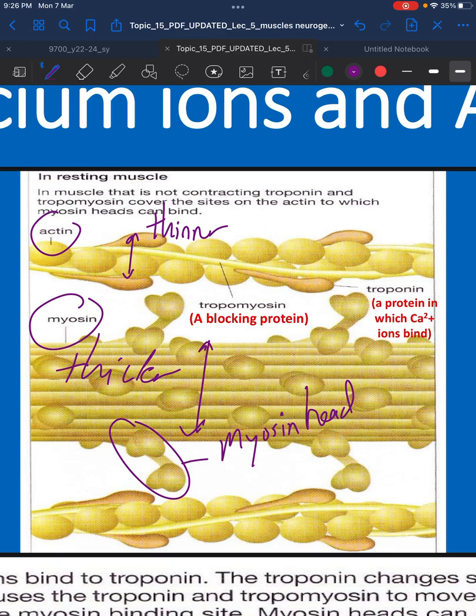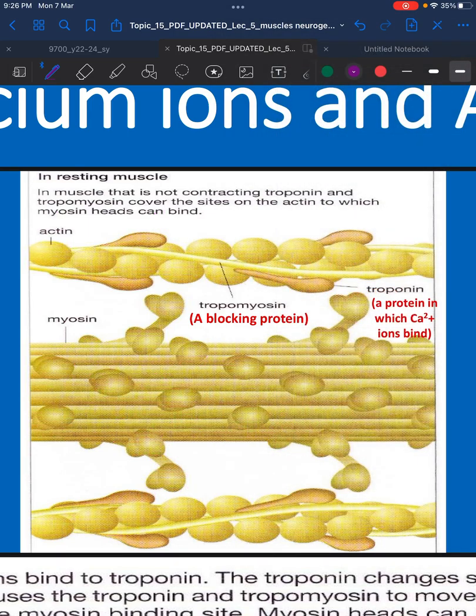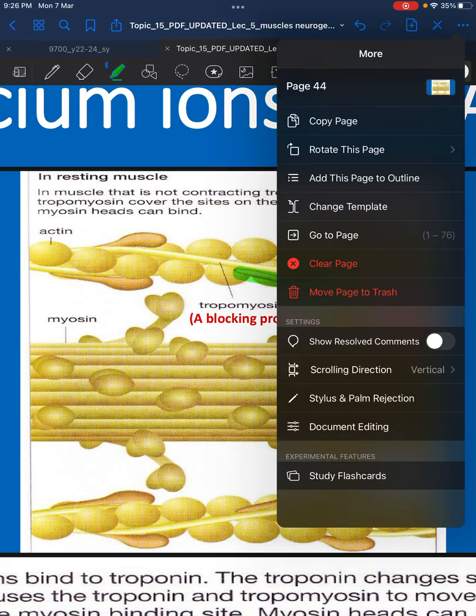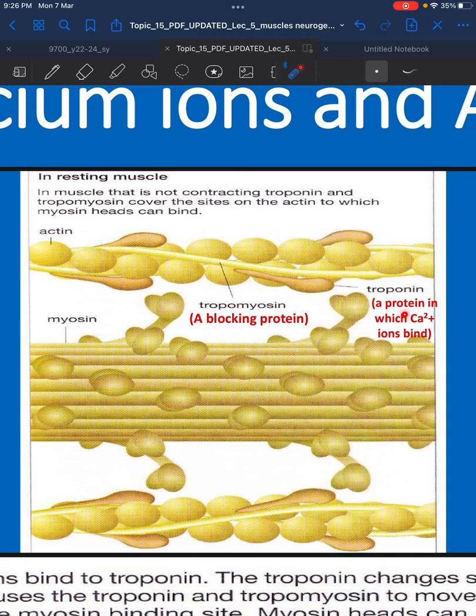And then we looked at the tropomyosin. You can see this tropomyosin here. This is a blocking protein. It's quite a long protein, pretty long, as you can see there. And then troponin. This part here is troponin. So remember, this is the troponin. The troponin is where calcium ions will bind.